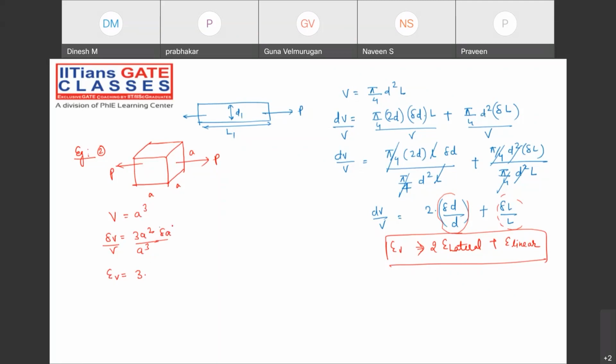Delta a will also be coming. So what will I be calculating? Delta a divided by a, change in diameter by original diameter. What will be the answer? 3 times linear strain. Yes or no, guys?